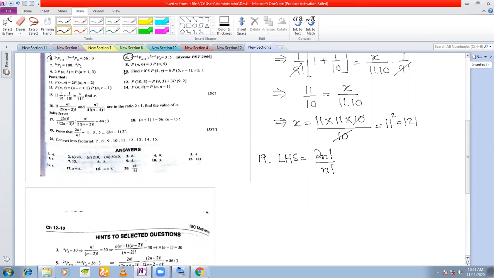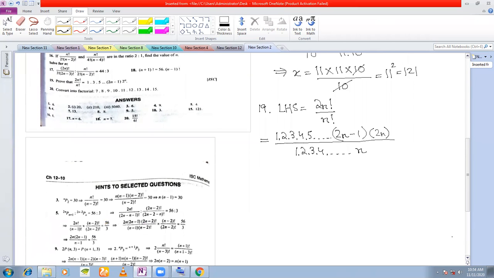Now see that 2n factorial can be written as 1 into 2 into 3, 4, 5 up till 2n minus 1 and then up till 2n. I can write it this way. And n factorial can be written as 1, 2, 3, 4 up till n. Or instead of writing 1 up till n, you keep this n factorial as it is. Okay, you can write also, no problem.